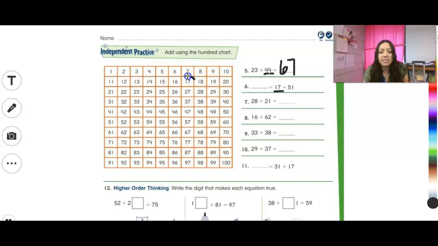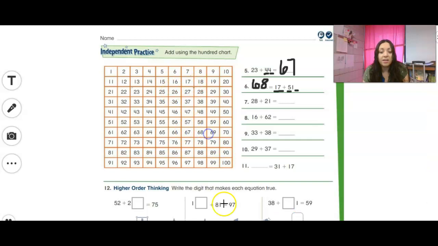So let's find the number 17. Okay, look at 51. How many tens? 5. Very good. So 1, 2, 3, 4, 5. How many ones? 1. So I need to go over 1. And what number did I land at? 68. Very good. 68. You want to check it real quick? Look at our tens. 1 and 5 makes 6. Very good. 7 and 1 makes 8. So we can check our work.